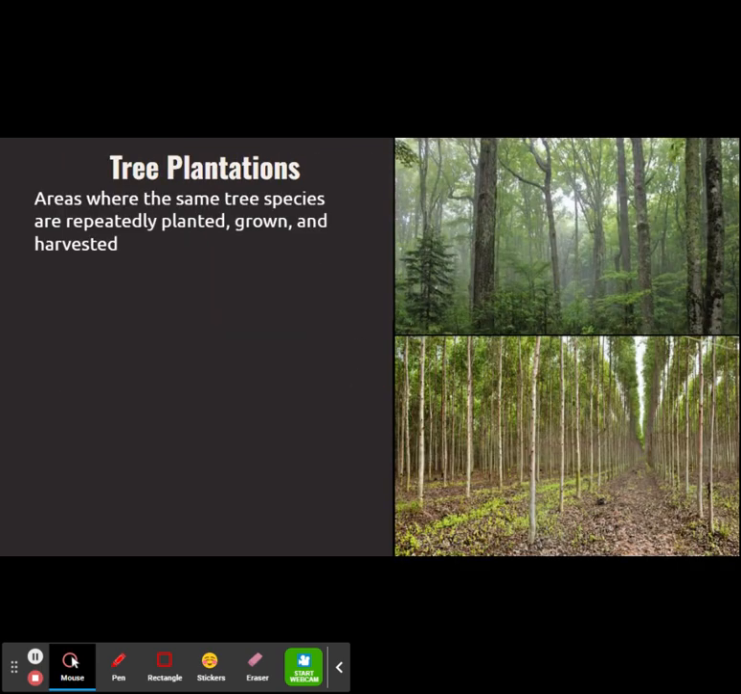So now let's move on to tree plantations. Another consequence of clear cutting is that it usually involves replacing the clear cut area with tree plantations, which are areas where they're usually only growing one specific species of tree, and it's planted all at the same time. And it's allowed to grow until they're large enough to be harvested.